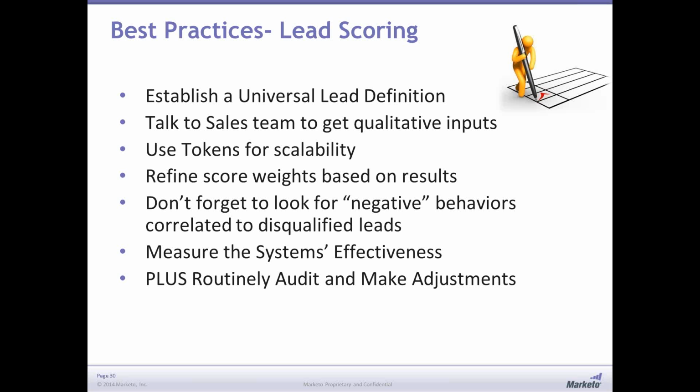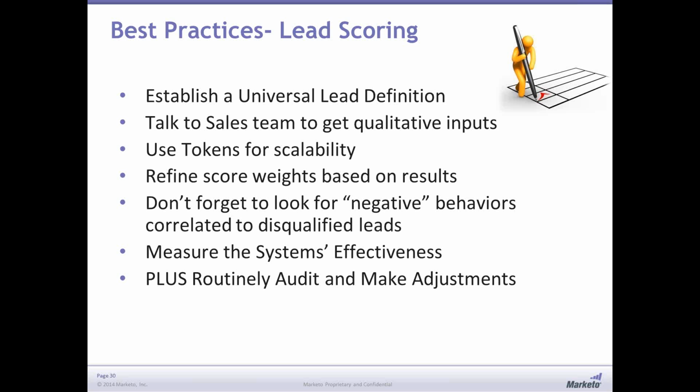Then talk to the sales team to get qualitative inputs. Most of the time, even though you have lead scoring up and running, you would find the sales team saying, oh, leads are not good. They're junk. They're just not a good fit for us. So some kind of a closed loop should be there in CRM so that they can report all the inputs back to Marketo.